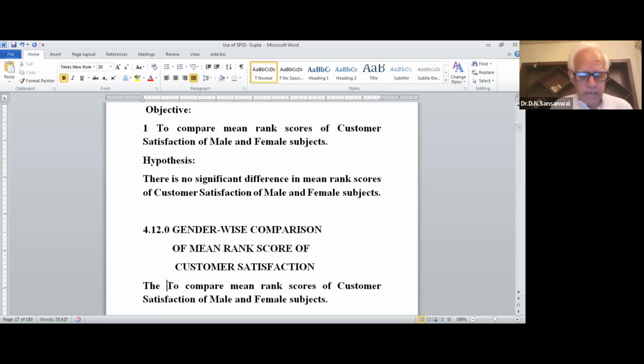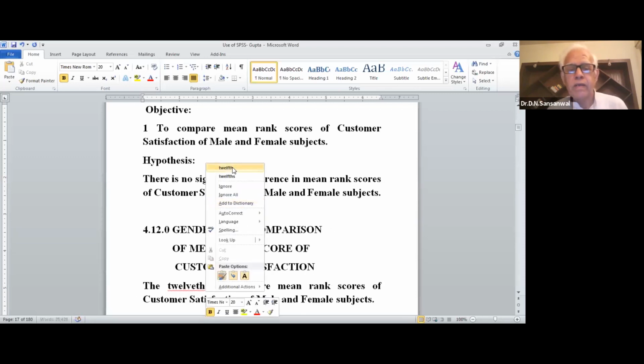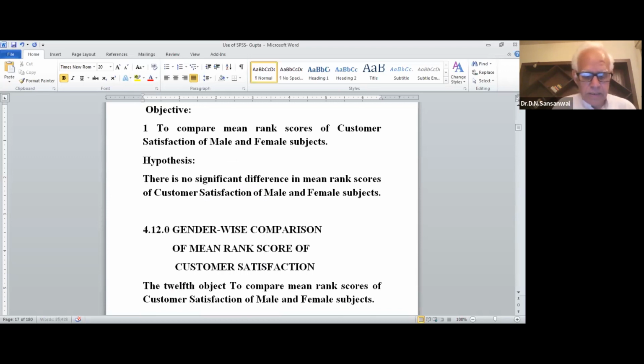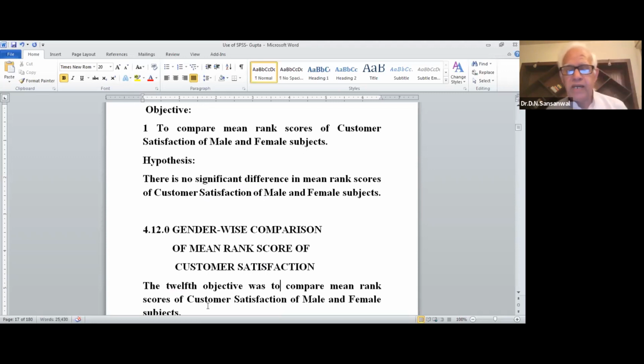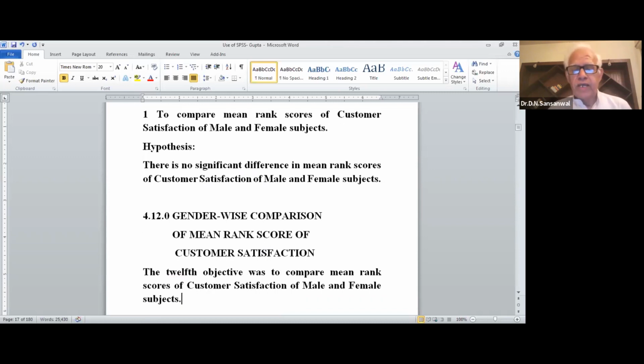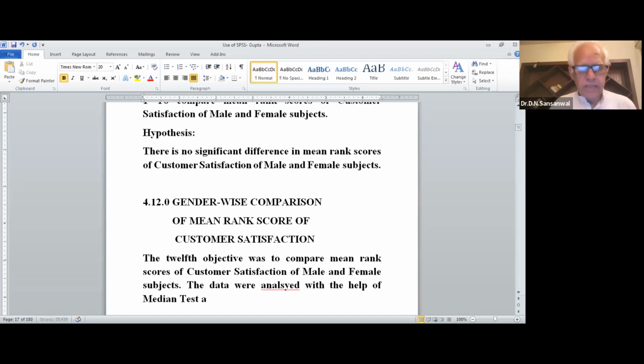So twelfth objective was to compare mean rank scores of customer satisfaction of male and female students. The data were analyzed with the help of median test and the results are given in table 4.12.